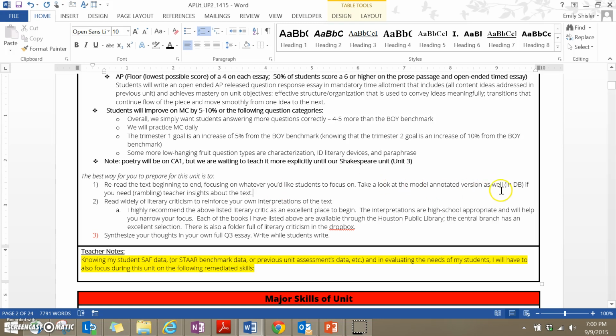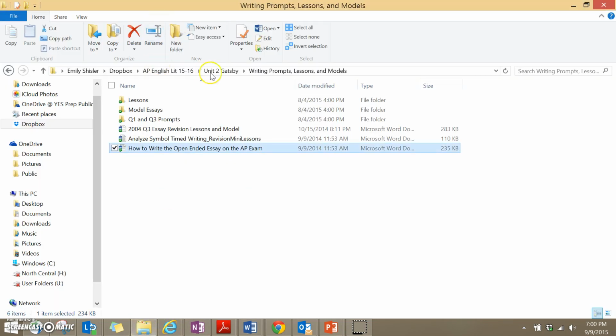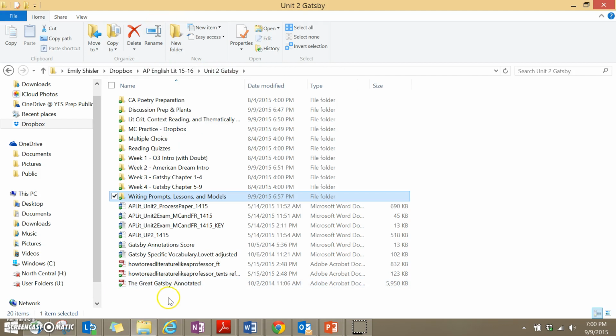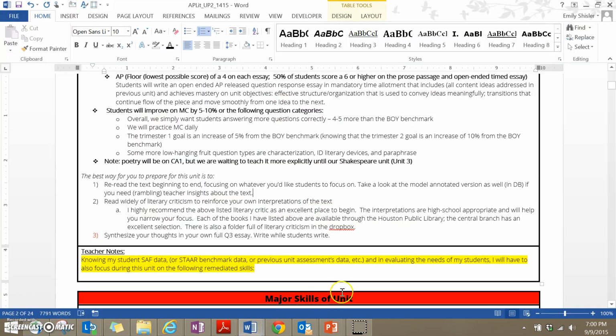And if you'll note, there's an annotated version in Dropbox. Go back to Unit 2. In Dropbox here, The Great Gatsby annotated, and it's just right inside the Unit 2 folder. So that might be helpful for you.